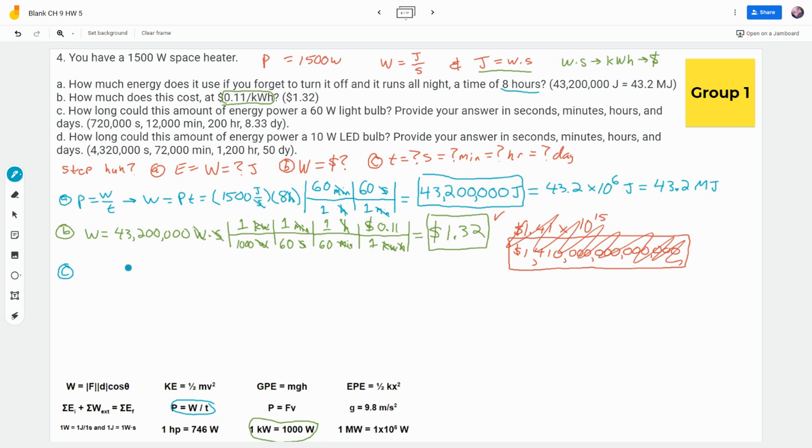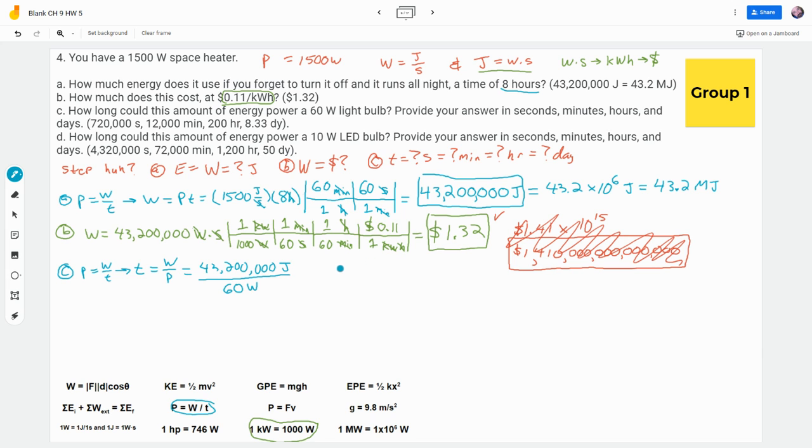Okay, for part C, start with the formula. Start with power as work over time. We're trying to solve for time. We're going to get to time is equal to work over power. All right, we already know the amount of work. The amount of work is 43,200,000 joules. And then on the bottom, what do we have? The power here was 60 watts. And first we want this in units of seconds.